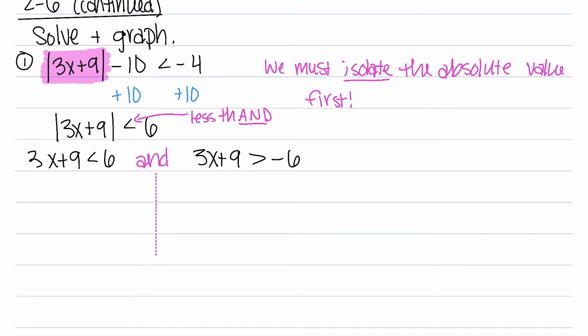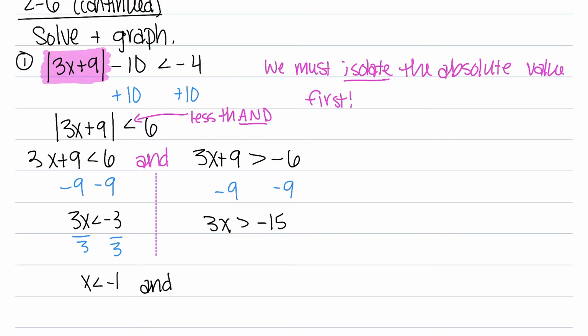I'm going to put my line down the middle to help me out. I'm going to solve each one at a time. So on the left, subtract 9 from both sides. 3x is less than negative 3. Divide by 3. X is less than negative 1. And we'll solve the other side. Subtract 9 from both sides. 3x is greater than negative 15. Divide by 3, divide by 3. X is greater than negative 5.